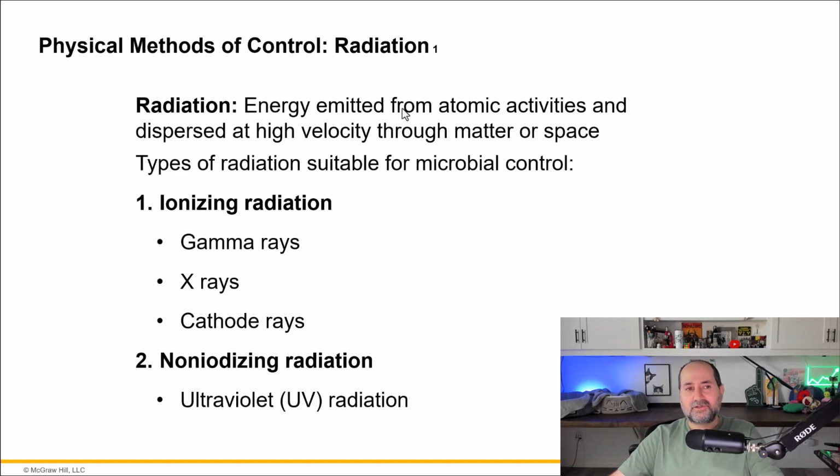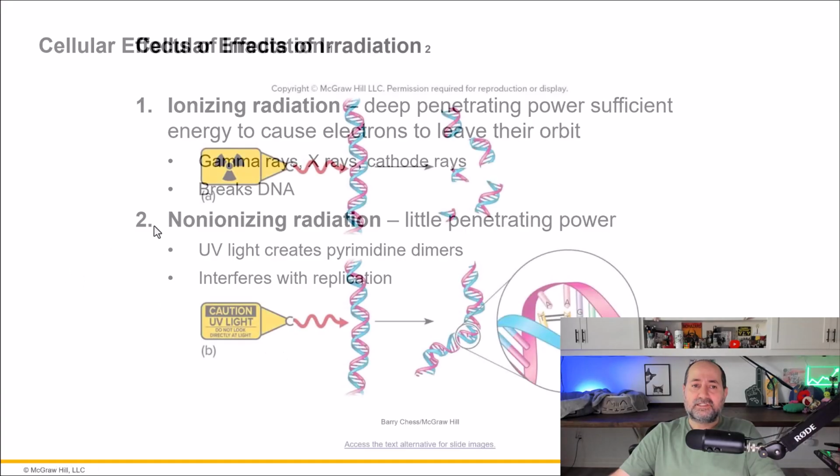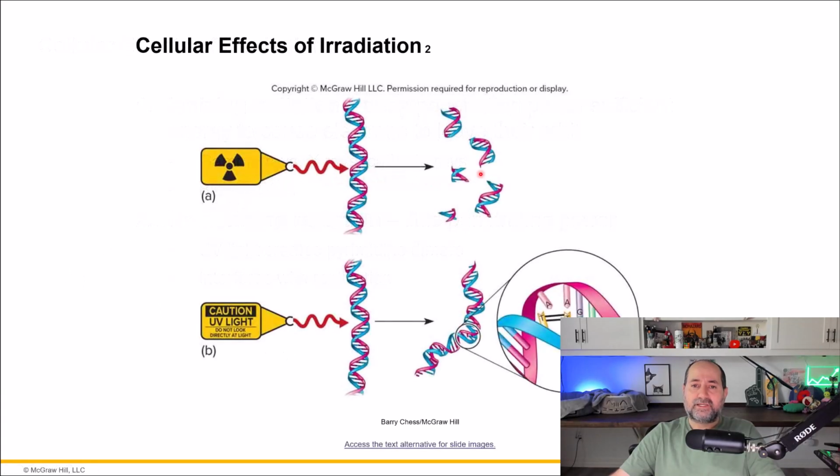Remember, we also talked about radiation or irradiation. And I told you that ionizing radiation, you should know that it includes gamma rays, X rays, and cathode rays, whereas non ionizing radiation includes UV rays. So you should know that. And you should know that ionizing radiation actually breaks DNA apart with double strand DNA breaks, while UV radiation, which is a non ionizing radiation, results in those pyrimidine dimers.